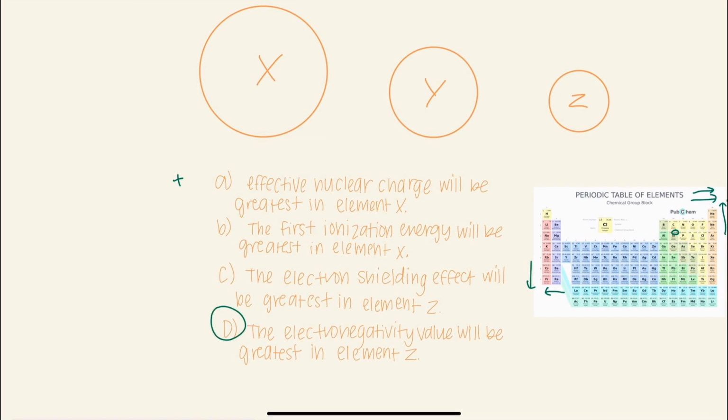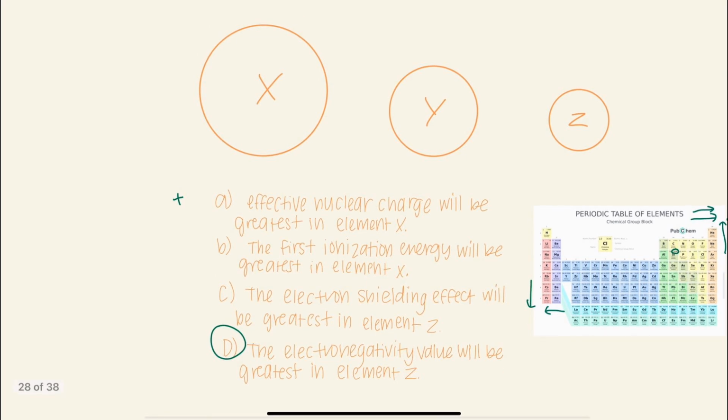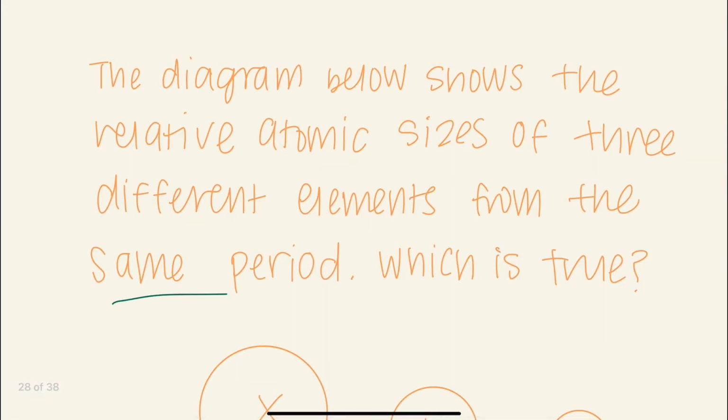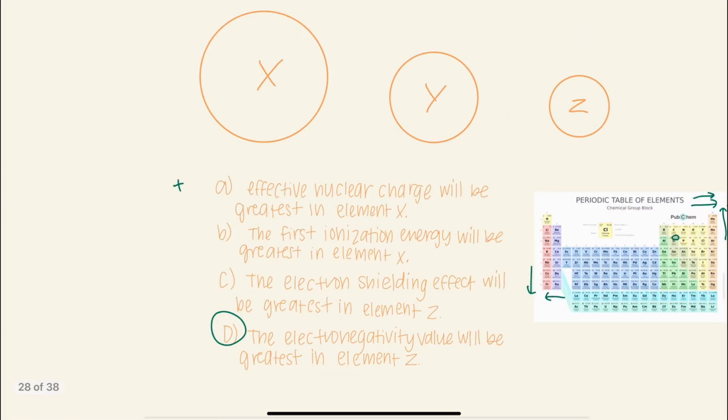If you got D, you are correct. So let's look at A. It says effective nuclear charge will be greatest in element X. If I have more protons in element X within the same period, or the same shell, element X should be the smallest. If it has the most protons, the electrons are going to be pulled in the most. So I can cross out A based on my picture alone.